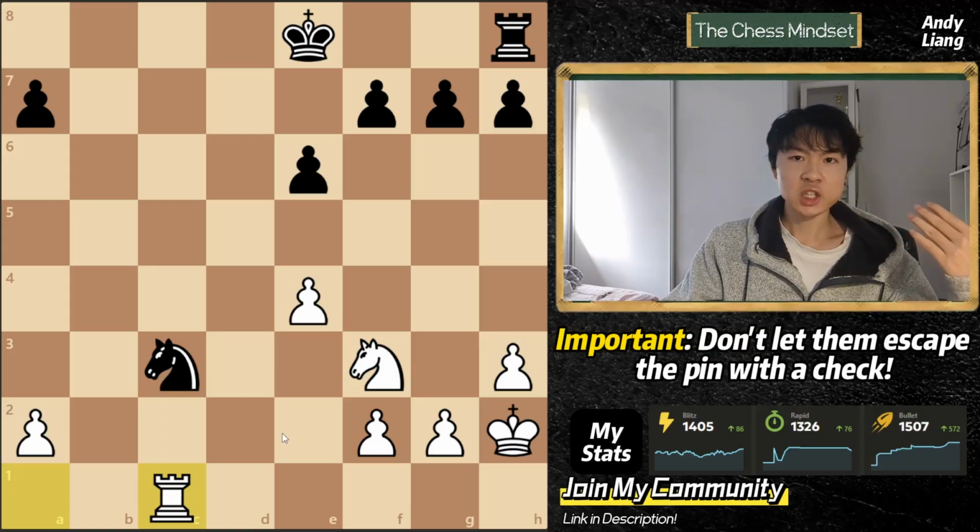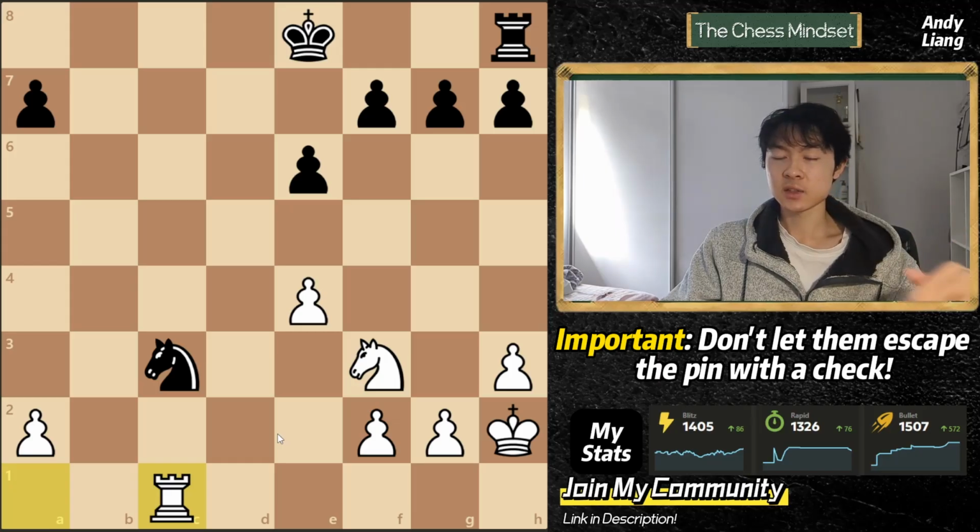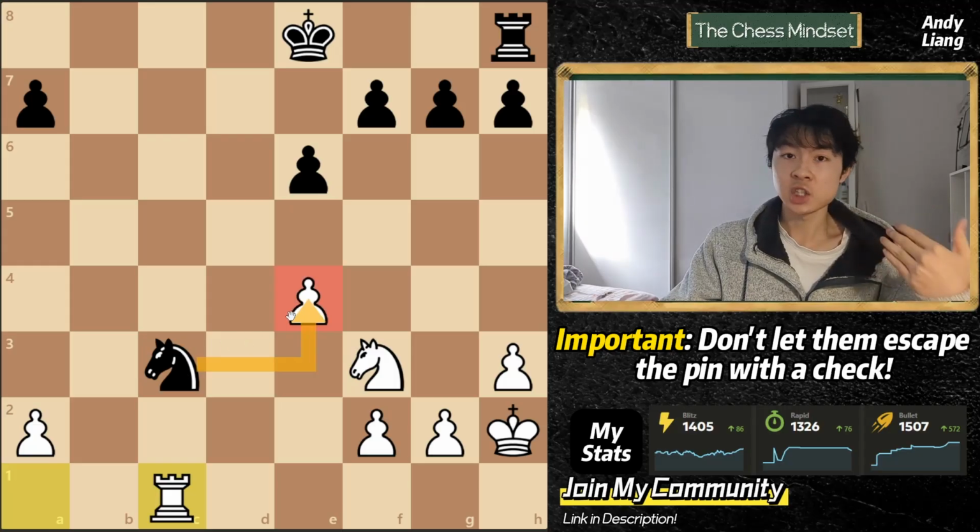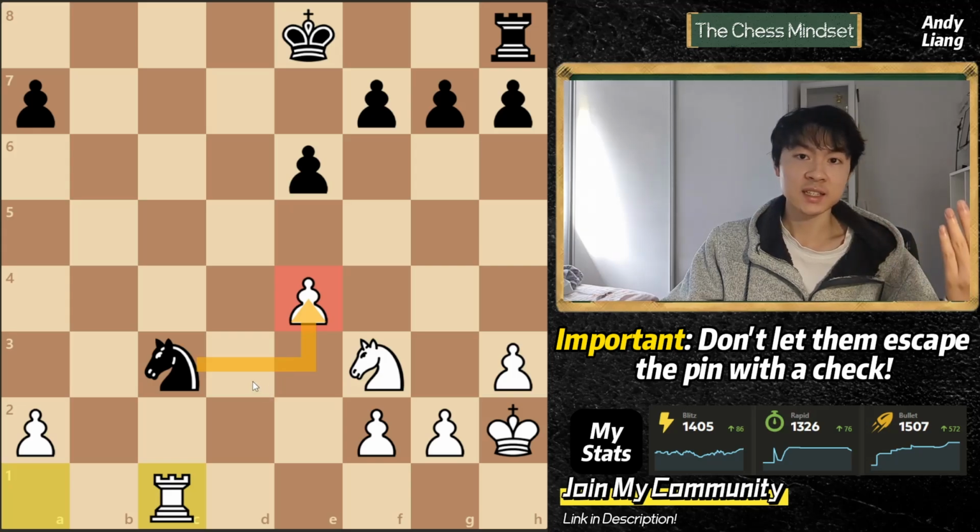Now, I do have to mention a very important trick that your opponent can sometimes play here. And this goes back to my point earlier that I made about relative pins. And the thing you need to keep in mind is sometimes your opponent can move the knight but give you a check and then they will actually escape.